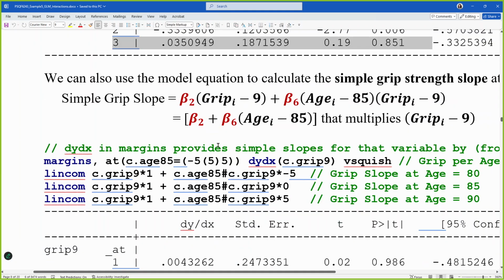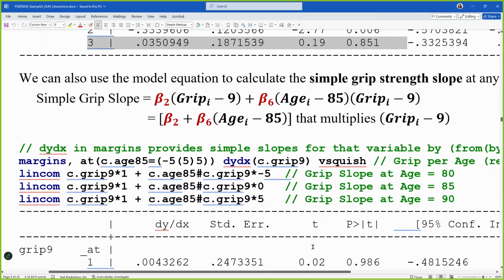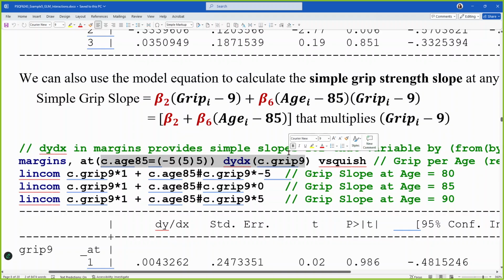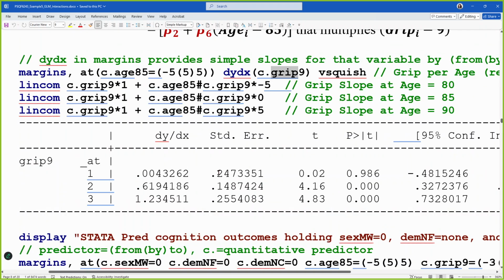If I go the other way, I run into the same kind of issue. So this is simple slopes for grip strength at prototypical values of age of 80, 85, and 90. So now the terms in the margins have traded places because the moderator is age, and I want to start at -5, which would get from 85 to 80, in increments of 5 and go up to 5, and I want the slope for grip strength. So now, we said grip strength was good for you, right? And it's more gooder if you're older. So this is the middle one. This is what was in the model. This is at age 85, good for you.